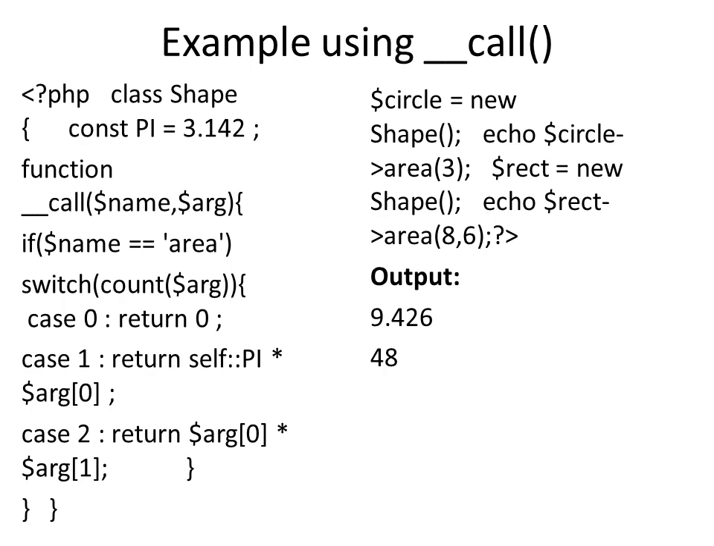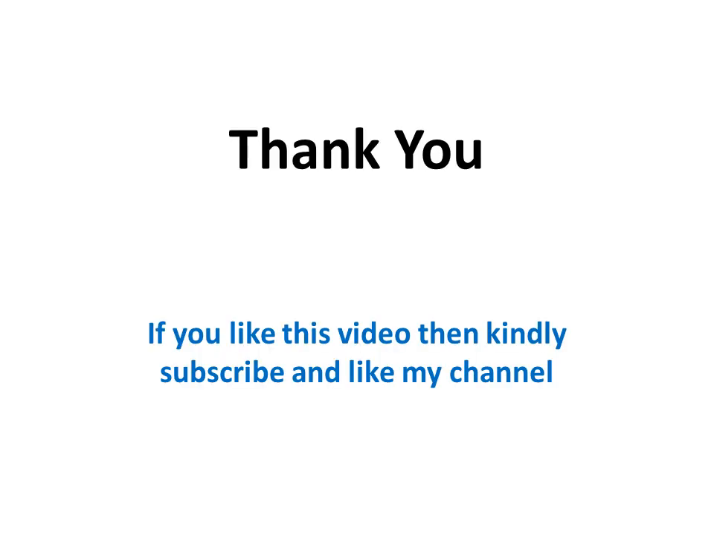In the same way, the second time I am passing two parameters with the area function. Since this function does not exist, the compiler will automatically call the double underscore call function, and again the name matches, so it will count the arguments. There are two arguments, so it will execute case 2. Now as per the code written inside case 1 and case 2, you will get the output on the screen. So this is the use of the call function, which achieves function overloading.